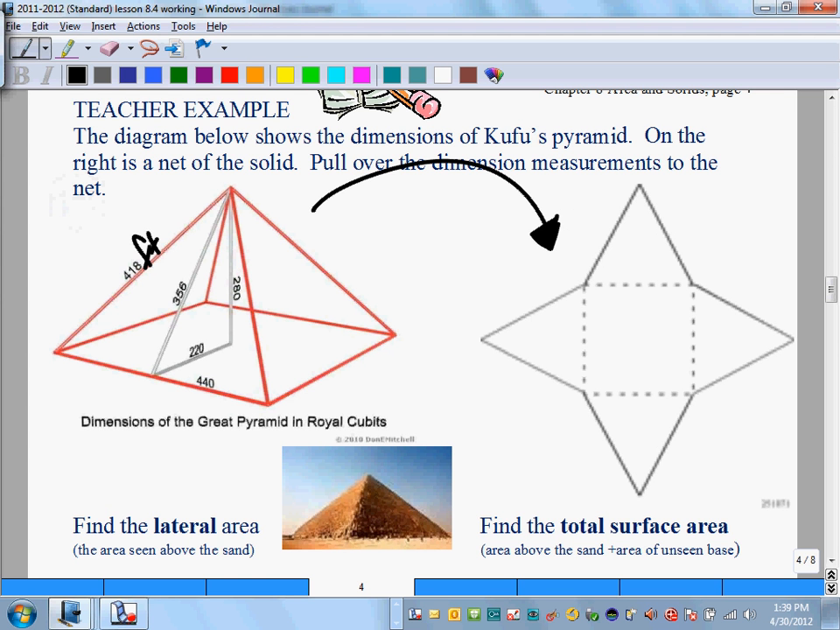Ask yourself what happens to that when you unfold it. 440 is the whole side, guys. 440 is the whole edge length here. Let me color code it for you. 440 is that whole side. Pull over your numbers, guys. I'm going to give you about a minute to pull over those dimensions.